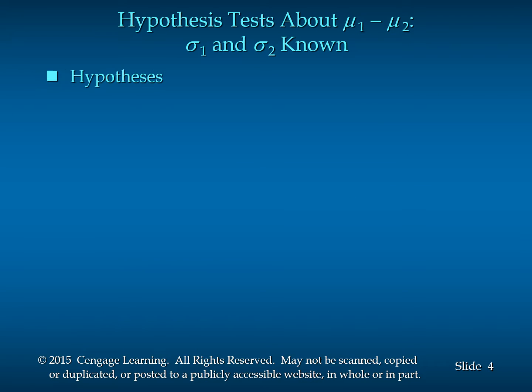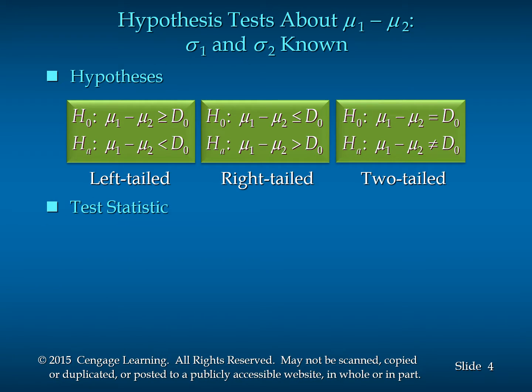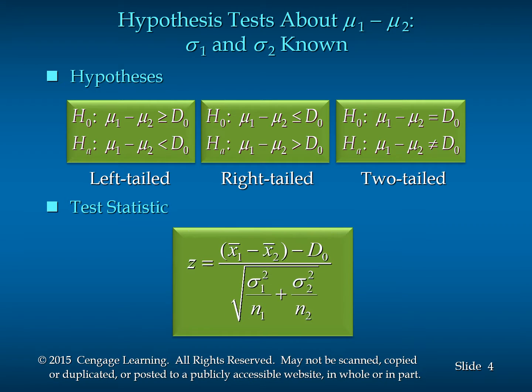To do hypothesis testing, we need to have a null and an alternative hypothesis. The pattern for these, for a left-tailed, right-tailed, and two-tailed hypothesis test are shown here, which is the same as what we've already learned. The difference is our parameter is the difference between mu1 and mu2. And we will compare that against some value of d0, d0 being the assumed difference or the hypothesized difference between the two population means.